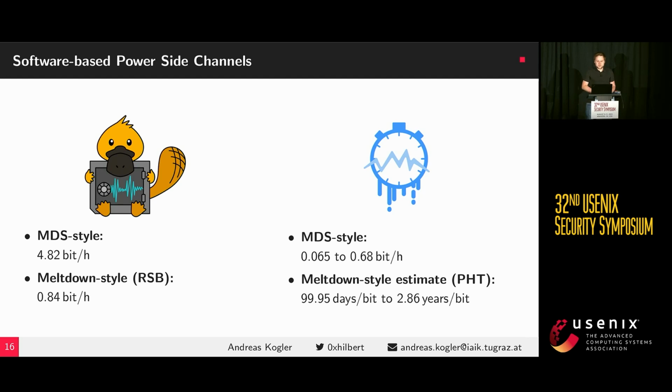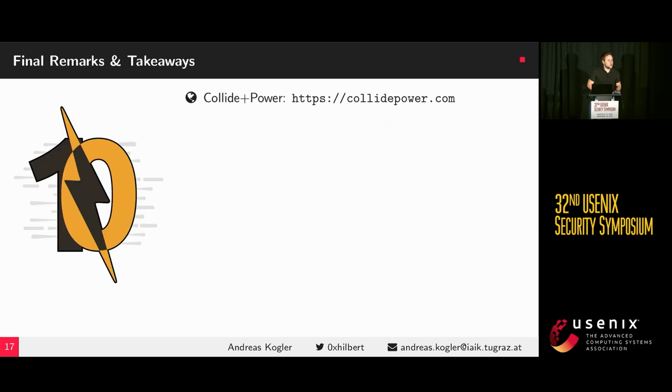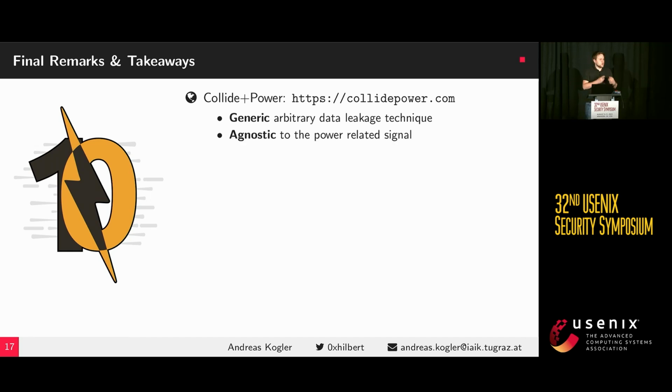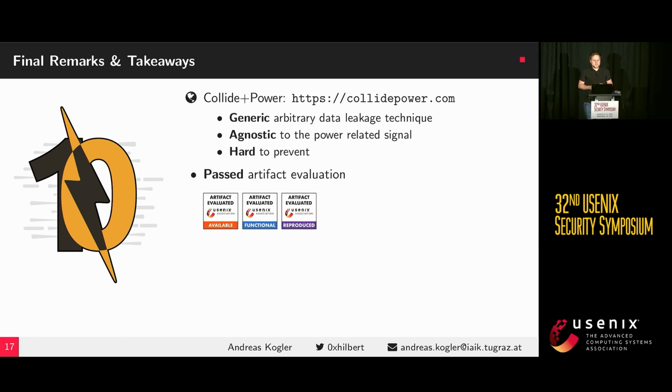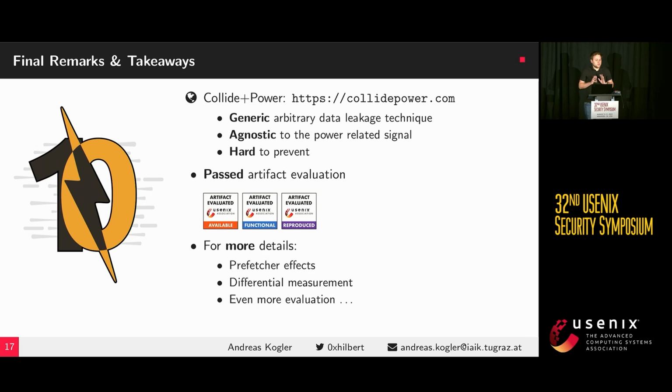And to conclude, Collide+Power is a generic arbitrary data leakage primitive that can escalate arbitrary power-related signals to a generic primitive, and it's super hard to prevent data collisions in shared resources. I'm happy to announce that we passed the artifact evaluation, and for more details about how prefetches are involved in this and how we can amplify the signal, please refer to the paper.